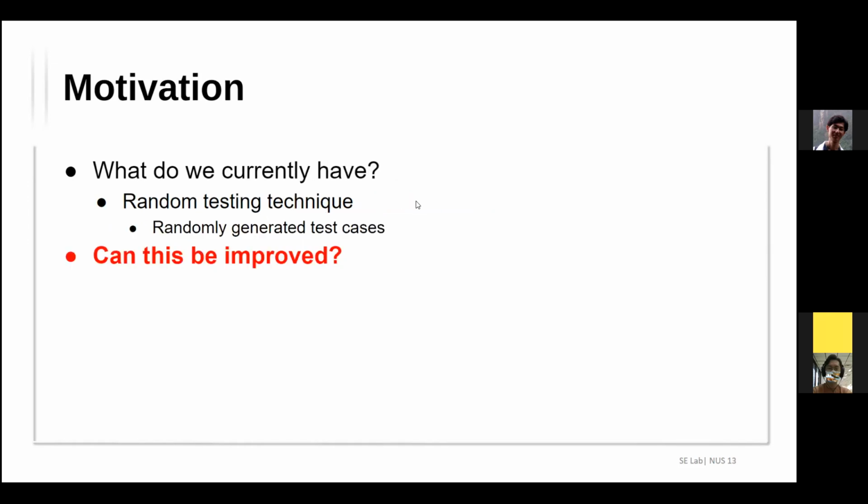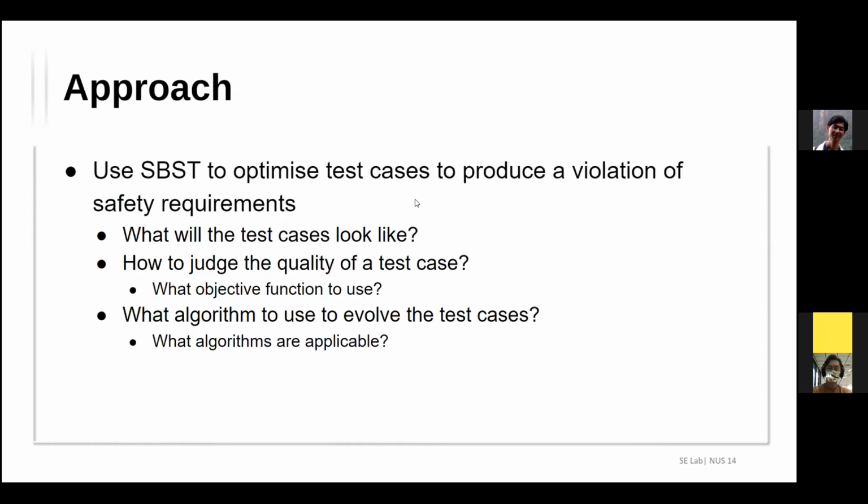So currently, in terms of SBST, the existing technique is just random testing, where we just randomly generate test cases. So the authors propose a novel technique to improve this process, and hopefully this new technique will be better than just randomly generating test cases. So the approach is, as mentioned before, to use SBST to optimize the test cases to produce a violation of safety requirements. For example, we want to see what cases can cause the car to hit a pedestrian, and then we can work around it and improve the software to make it better.